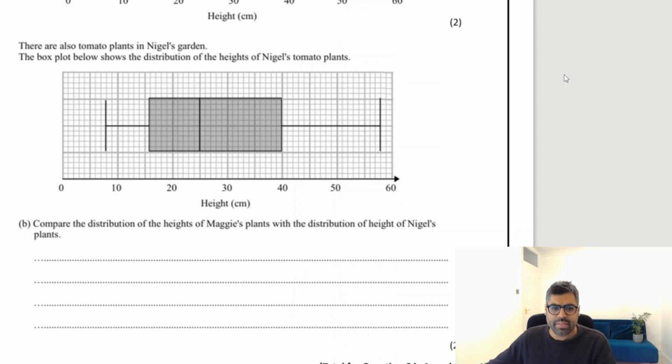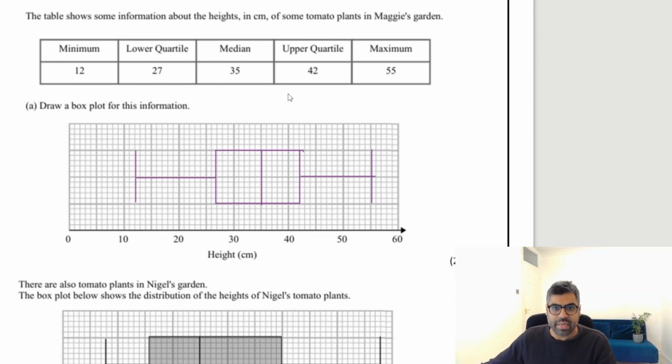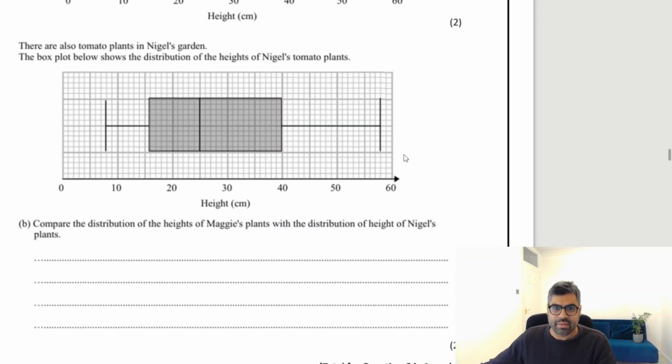For part B, we need to compare the distribution of the heights of Maggie's plants with the distribution of the heights of Nigel's. So we're given information for Nigel's plants. It's 2 marks, so we really want to come up with 2 different reasons. I'd always focus for the 2 reasons on the median, as well as the interquartile range. So we can see that the median for Nigel's is 25, and we know that the median for Maggie's is 35. So I'd put that down as one of the reasons.